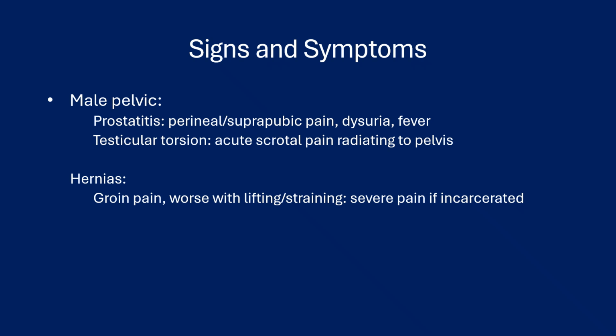Prostatitis, you'll typically see perineal and suprapubic pain, dysuria, fever. Testicular torsion, acute scrotal pain often radiating to the pelvis. Hernias, groin pain, worse with lifting, straining, severe pain if it's incarcerated, where there's actually a lack of blood flow to that segment of the bowel in the hernia.